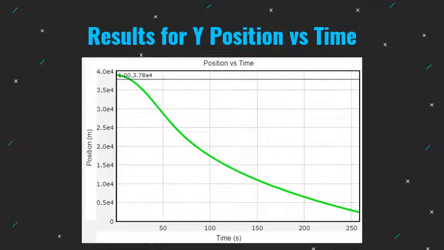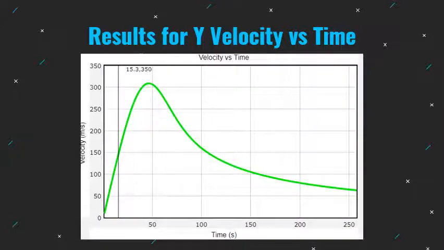And here are my results. You can see that he starts up here, and he falls very quickly until he reaches about the 75-second mark, where he starts to fall slower until he reaches a little bit above sea level because he does not land at sea level. And here's my chart for the velocity in the y direction versus time.